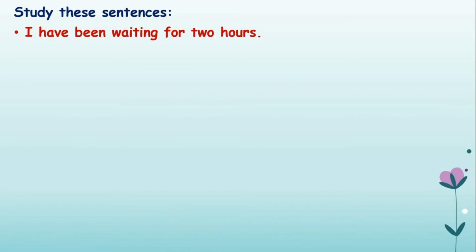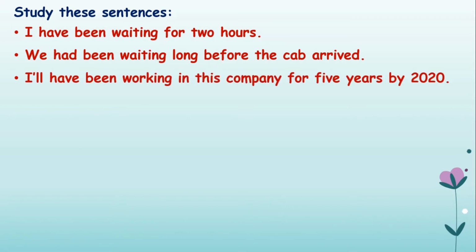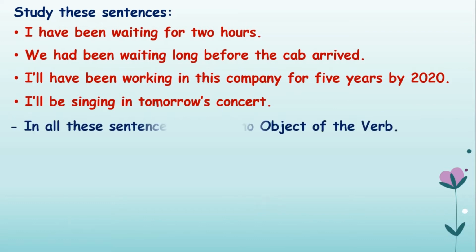Okay, now let us observe some sentences. I have been waiting for 2 hours. This is present perfect continuous tense. We had been waiting long before the cab arrived. Past perfect continuous tense. I'll have been working in this company for 5 years by 2020. Future perfect continuous. I'll be singing in tomorrow's concert. Future continuous tense. In all these sentences, there is no object of the verb.